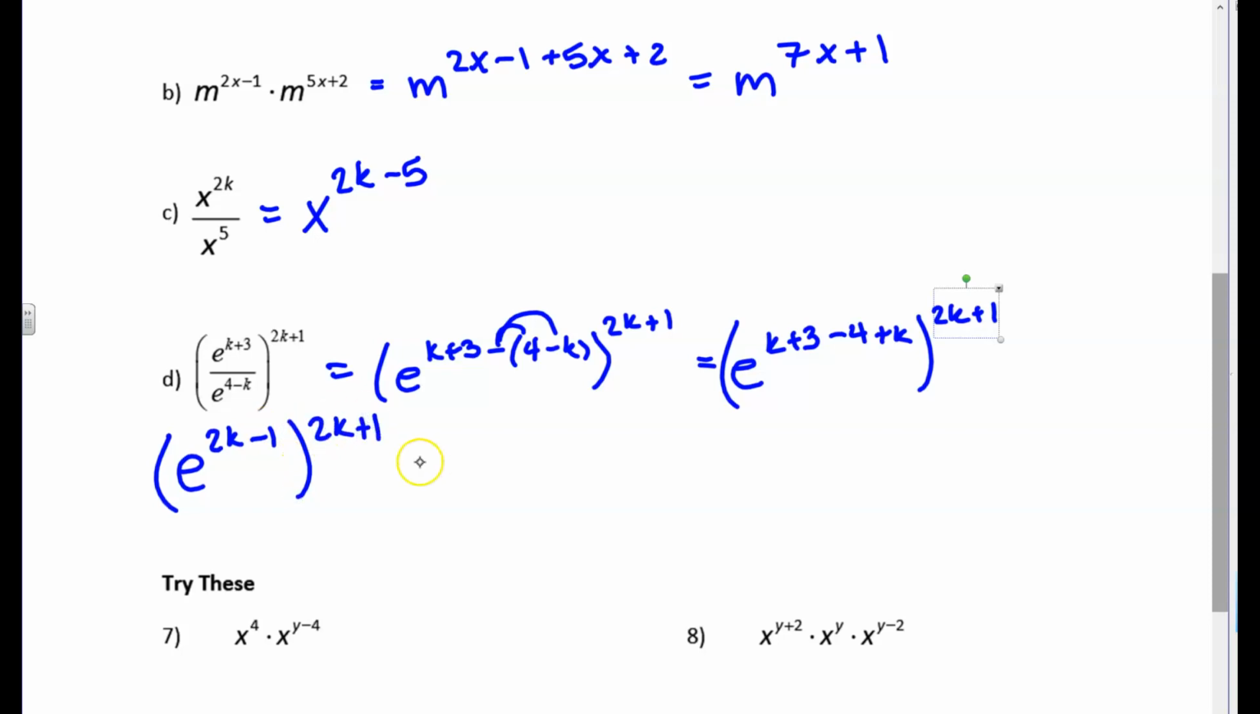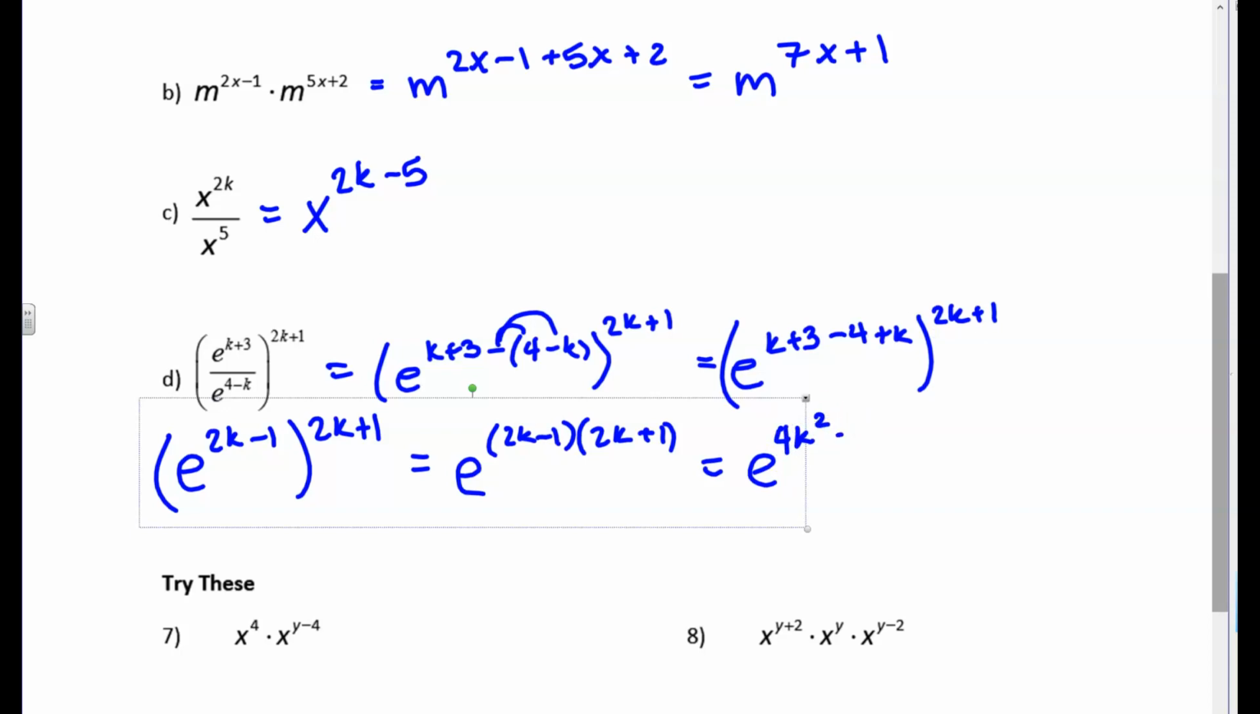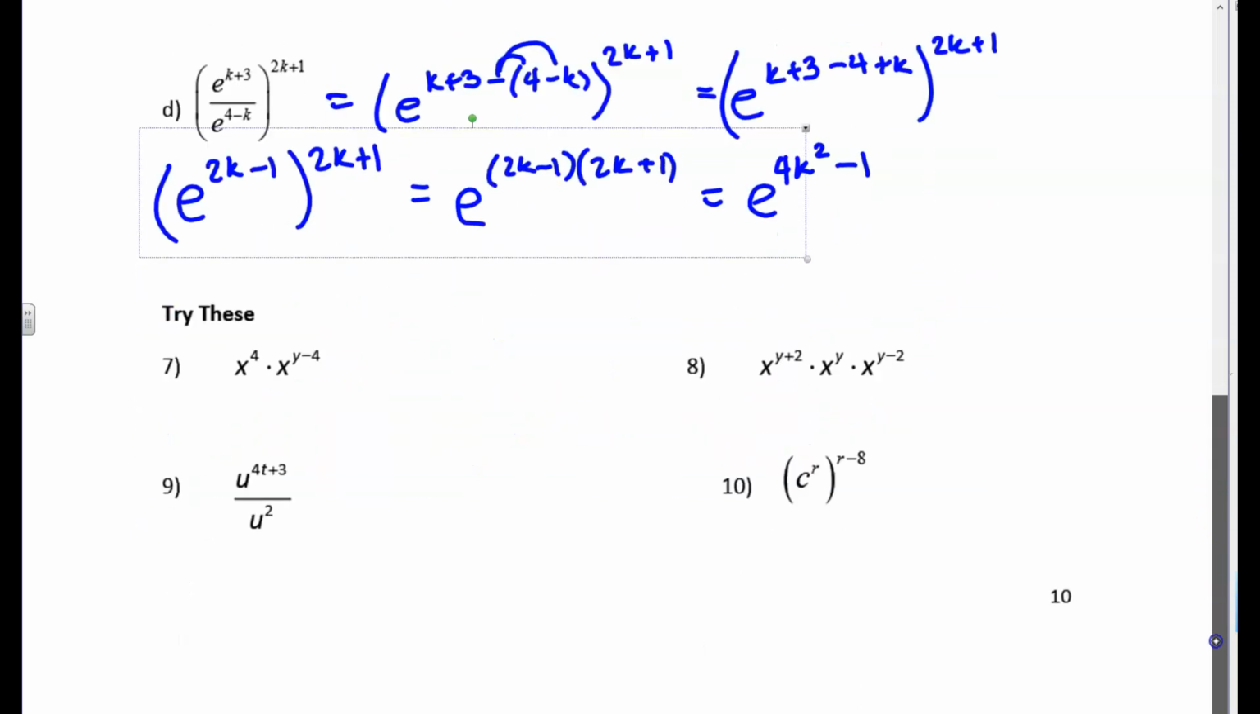And at this point, I'm going to multiply my exponents. This becomes e to the 2k minus 1 times 2k plus 1. When I FOIL that out, guys, it's one of our special patterns. This becomes e to the 4k squared minus 1. All right, guys, I want you now to do these 4 problems on your own.